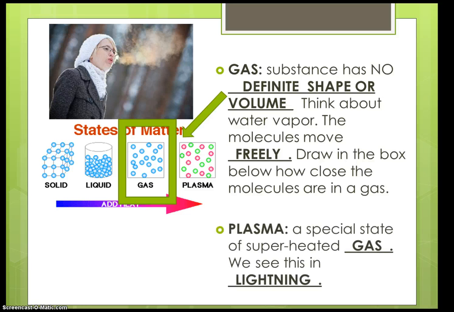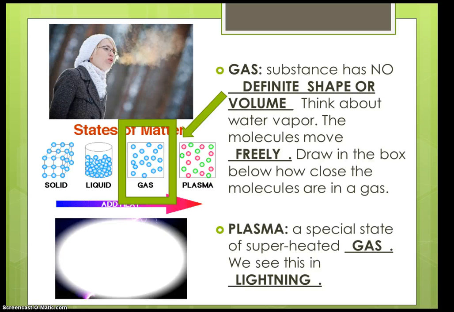The last state of matter is called plasma. This is a relatively new development, something that has happened in the past couple decades. Plasma is a special state of superheated gas. We see this when we see lightning.